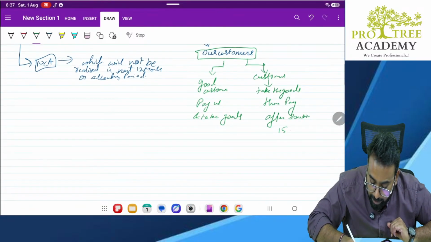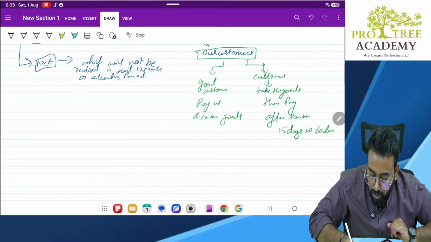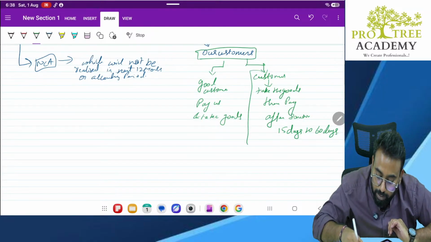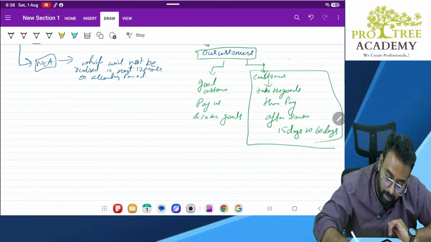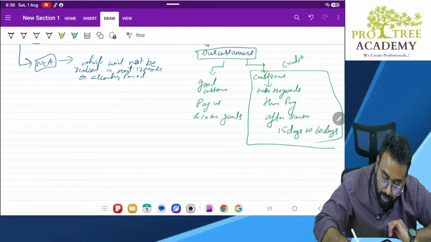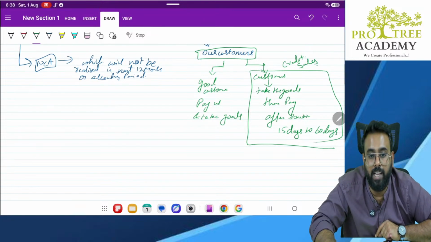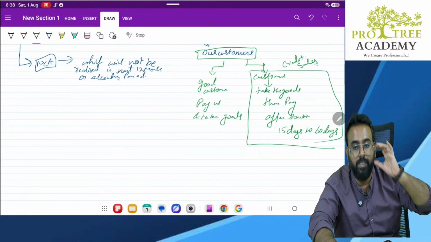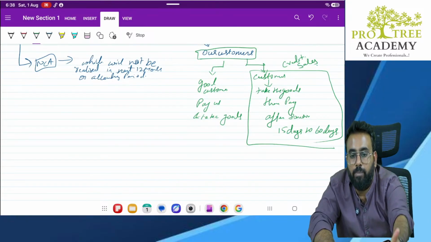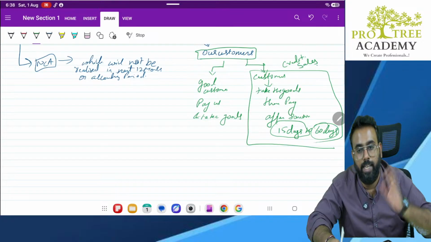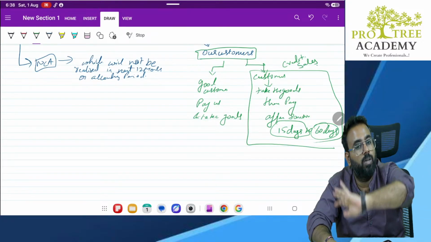Usually 15 days to 60 days. This type of customers are called credit sales. That means what? You are selling the items, but you are selling it on credit. That means when you sell, you will not immediately receive the money. You will receive the money anywhere between 15 days to 60 days.